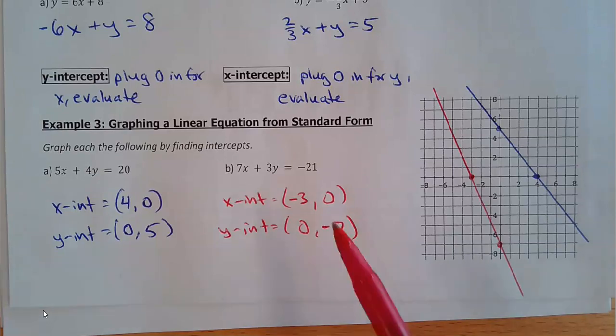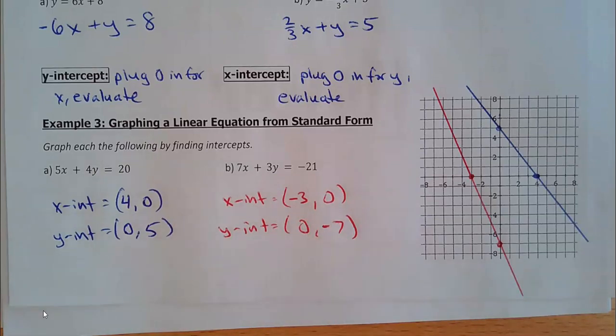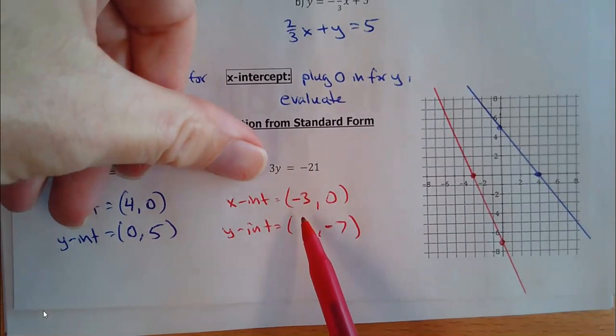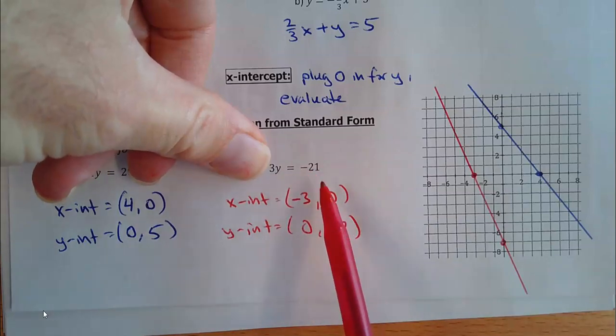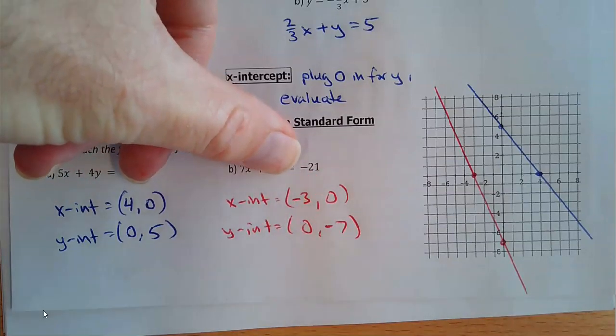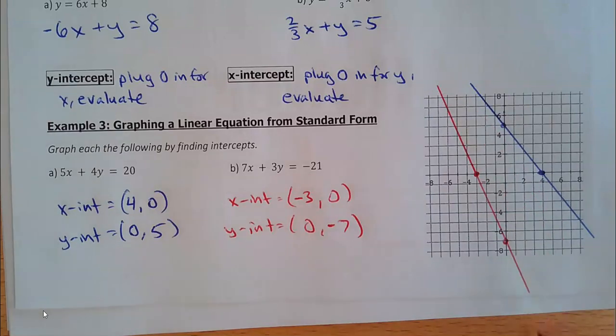So I believe when I started off, we were trying these intercepts. So I went ahead and I found that if I cover up the x, I get -7. If I cover up the y, I get -3. Plotted those points, connected them, and that's the other part of that.